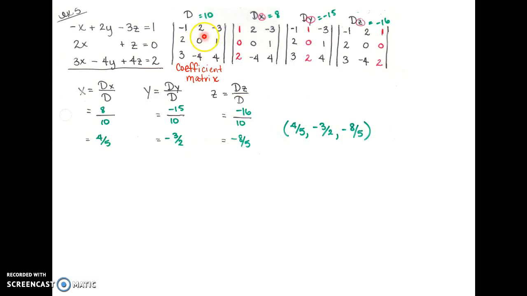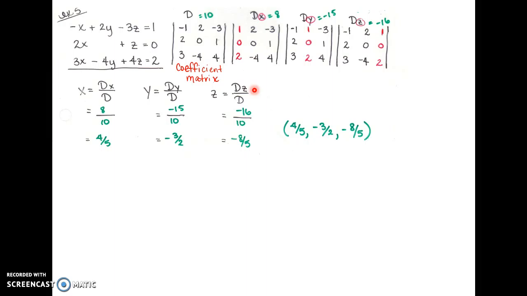So when my calculator does these four determinants for me in less than a second, then this becomes a much more feasible method, because x is still D sub x over D, y is still D sub y over D, and if we continue that same pattern on for z, z would be D sub z over D.